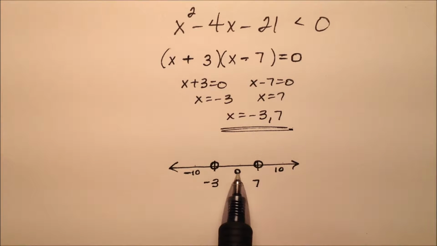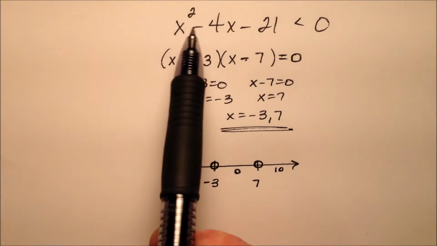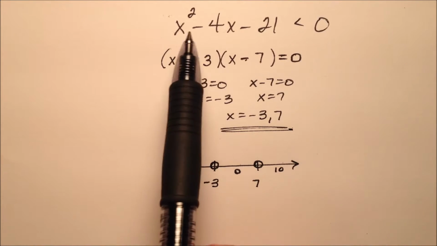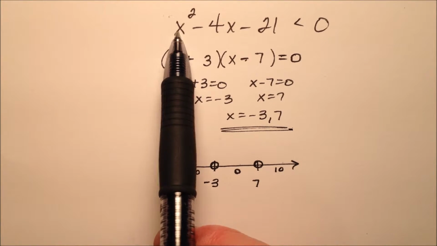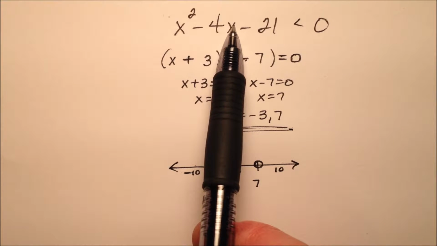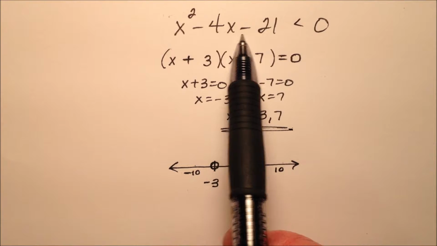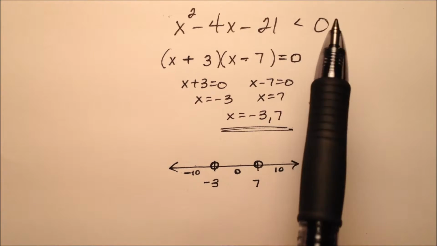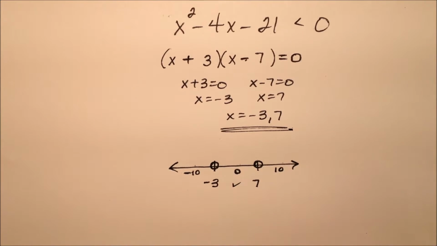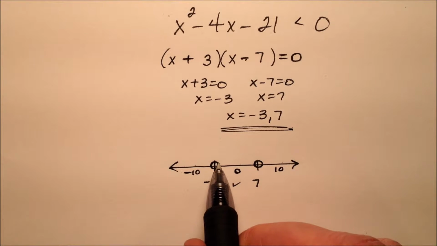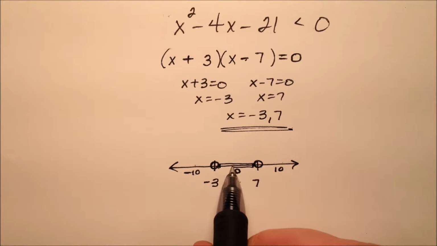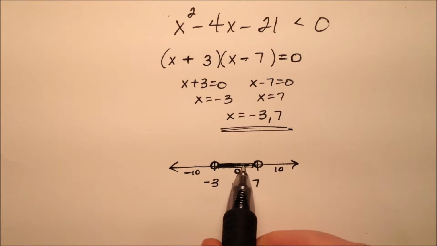So let's go ahead and try my 0, and we're going to plug this test point back into the original inequality. So 0 squared is 0, minus 4 times 0 is 0 still, so minus 21. So negative 21 is less than 0. Well, yeah, that's true. Negative 21 is less than 0. So I know that I'm going to shade this piece, at least.